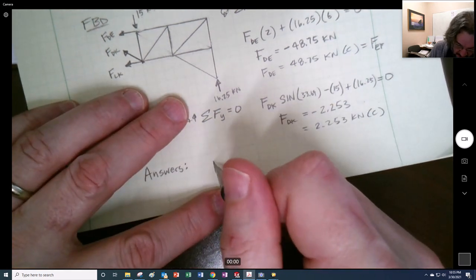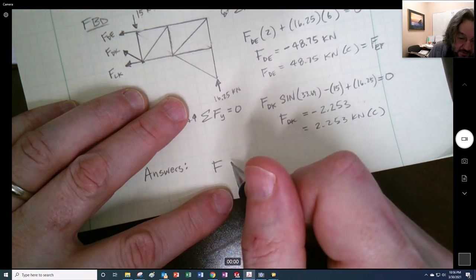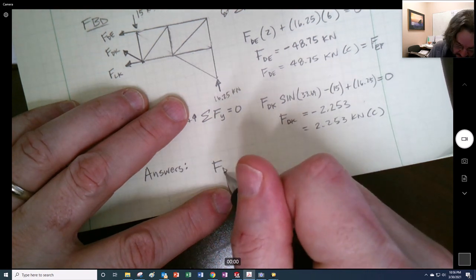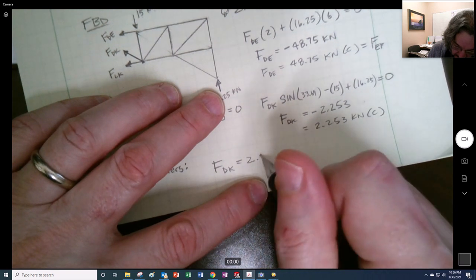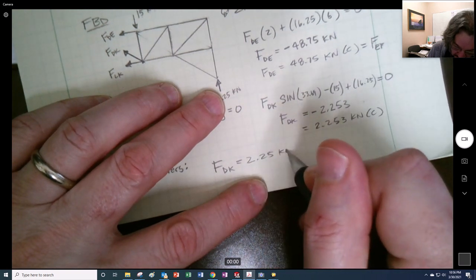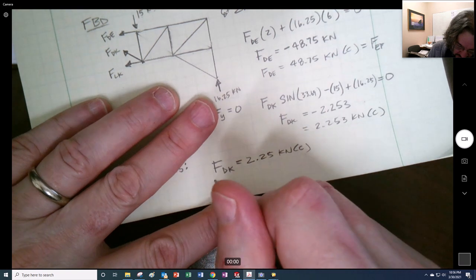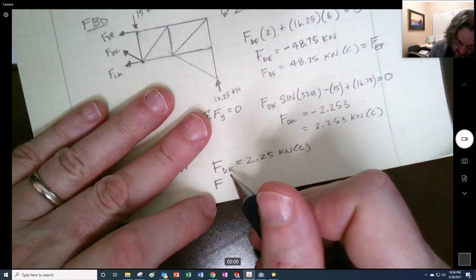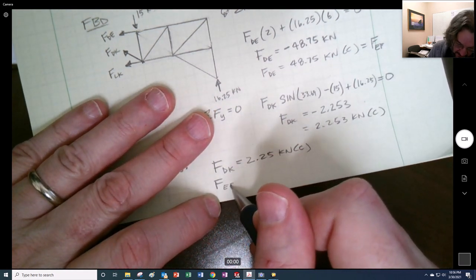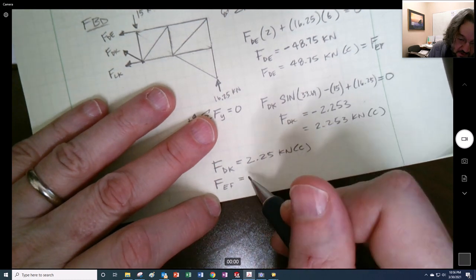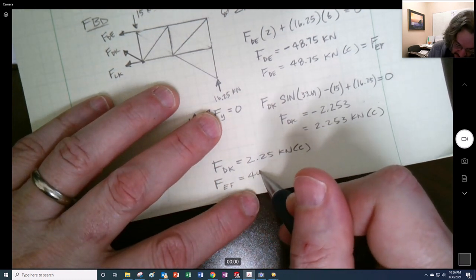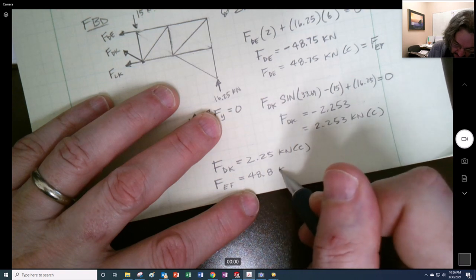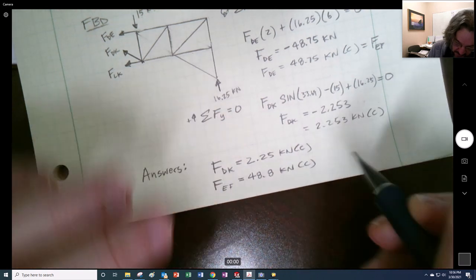Answers. F, what were we asking for? F dk is equal to 2.25 kilonewtons in compression, and F EF, because that's what we were asking for, is 48.8 kilonewtons compression.